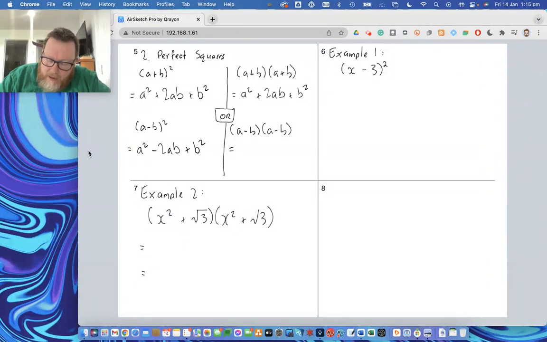A minus b times a minus b, it is the same thing. It is a repeated factor. It's a minus b multiplied by itself. Square the first, minus 2 times each of the terms there, so 2 times a times b, and then minus b times minus b is plus b squared.